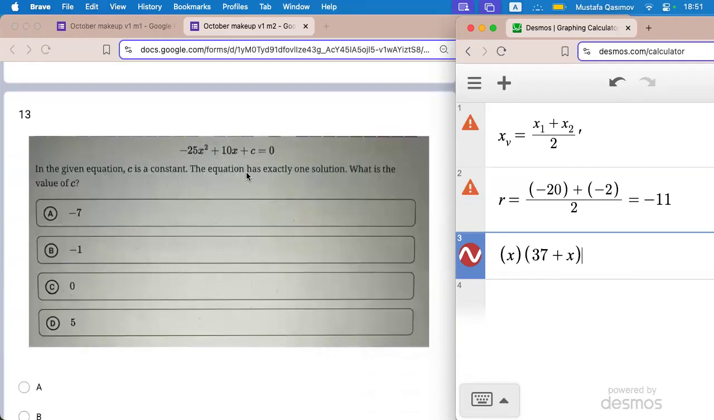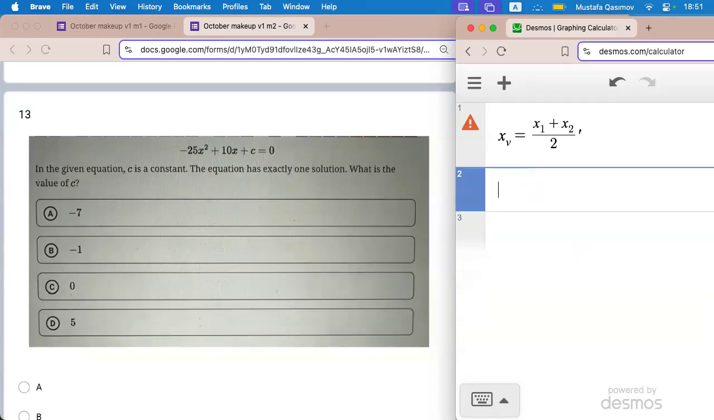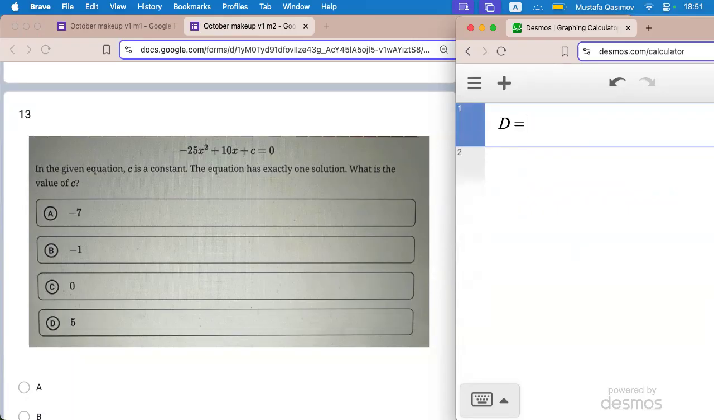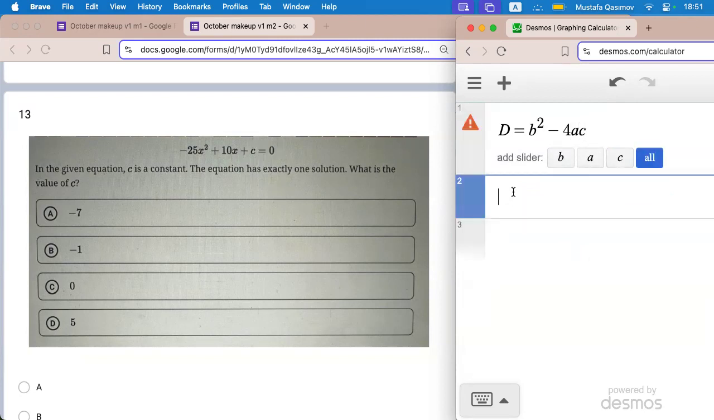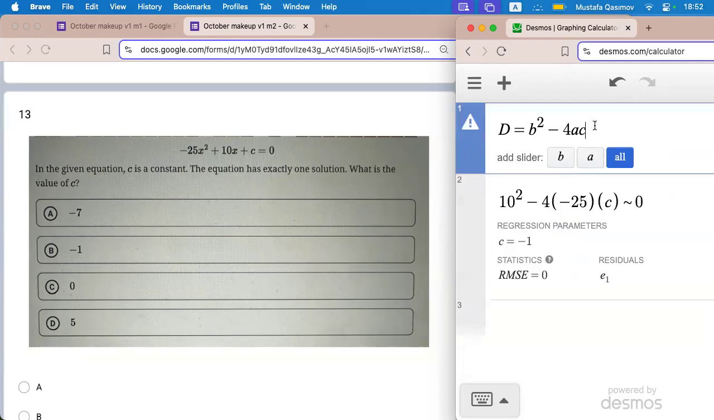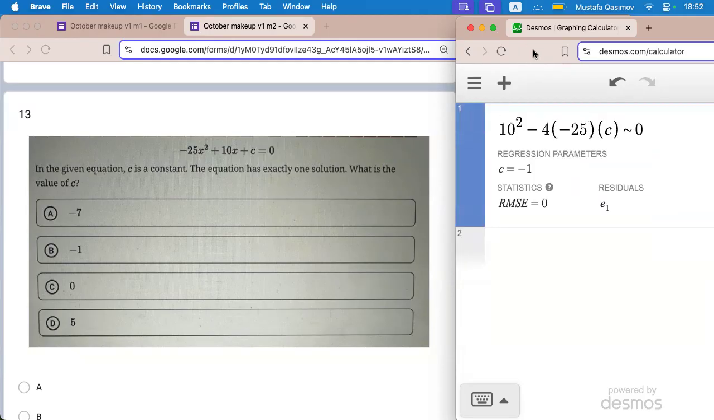Okay, let's look at this question. For this type of question, when we are talking about number of solutions for a quadratic equation, we need to find discriminant. Discriminant is equal to b squared minus 4ac. And then it will be like that, 10 squared minus 4 multiplied by negative 25 multiplied by c. It is equal to 0. Then do it like that, answer will be negative 1. Is it clear for everyone?